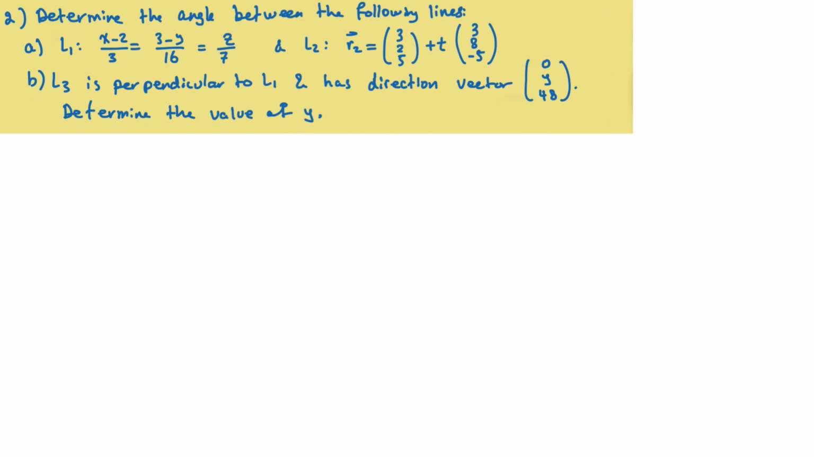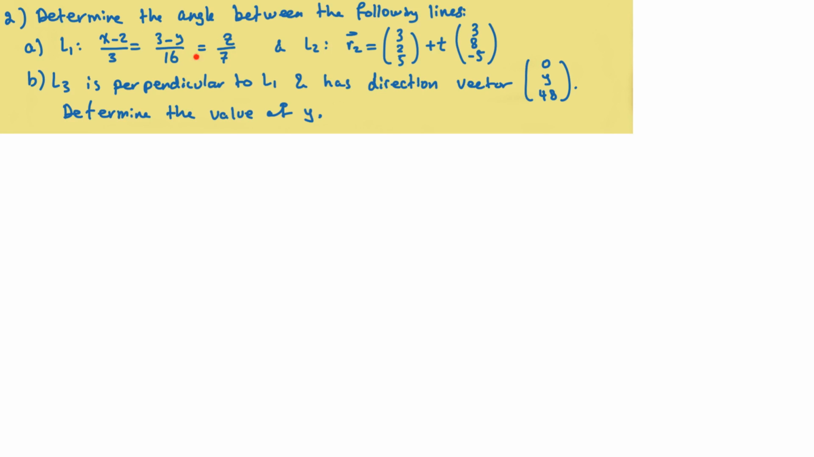For the second part of the question, we're told that line 3 is perpendicular to line 1 and has direction vector (0, y, 48) in the x, y, and z directions, and we want to determine the value of y. To figure this out, we know that when two lines are perpendicular, the dot product of their direction vectors is equal to 0.